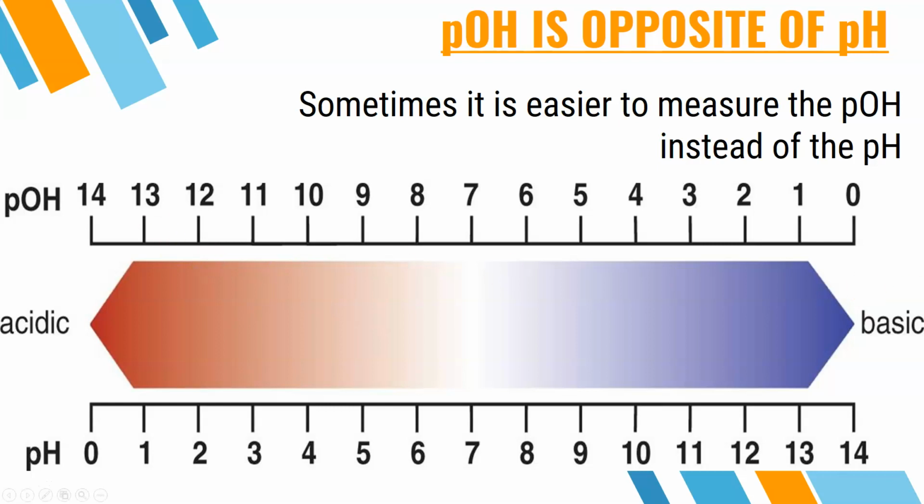Sometimes it's more convenient to measure pH, sometimes it's more convenient to measure pOH. We can go back and forth between the two. If you notice, they always add up to be what? pH plus pOH every single time is going to add up to be 14, isn't it? So we can use that to our advantage in order to manipulate our numbers.